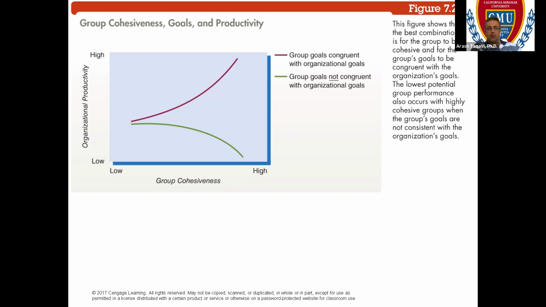Now you see here in one dimension group cohesiveness, and in the other dimension organizational productivity, and the relationship between group goals congruent with organization goals and group goals not congruent with organization goals. Why are we here as groups? For achievement of the goals of an organization.